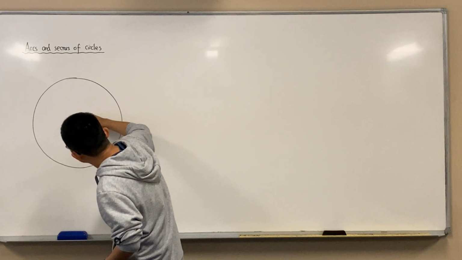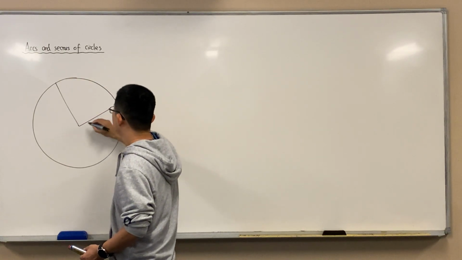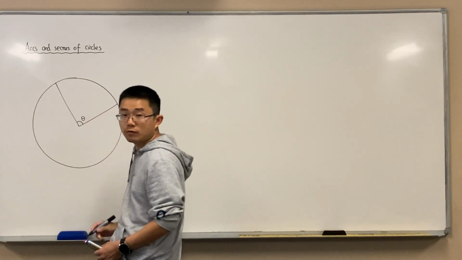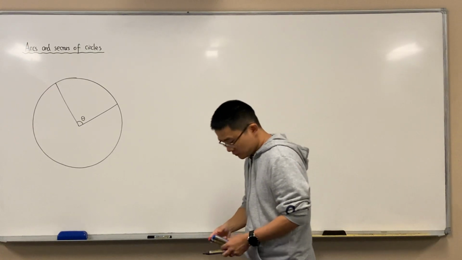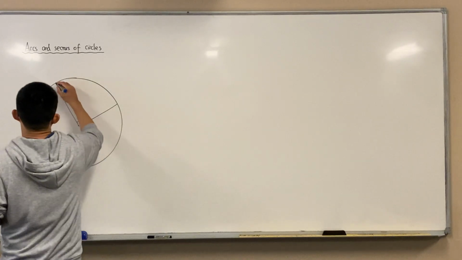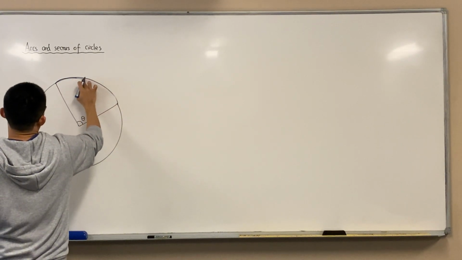So for example, that's the center of the circle. That's a radius. And we know this angle theta is in radians. How do we find the length of the arc? So how do we find this distance here? Alright, how do we find the distance here?